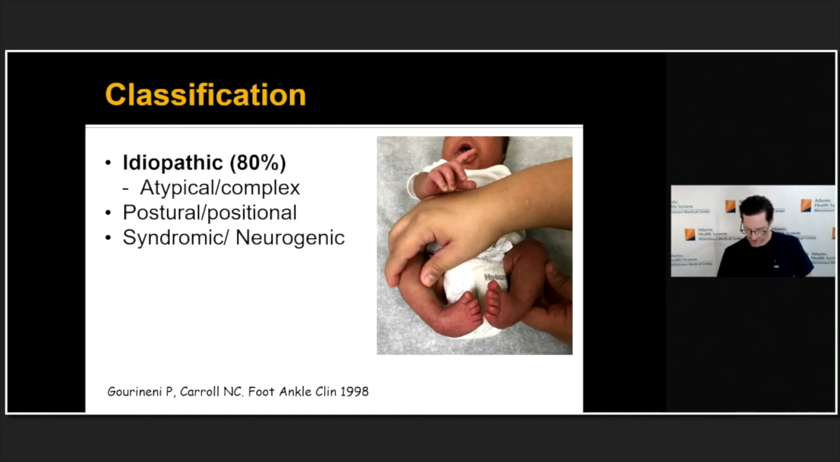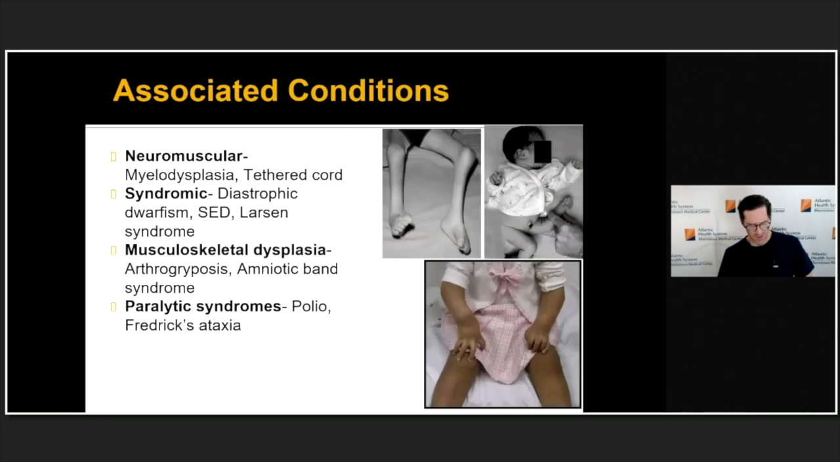And this is just a picture of a 3-week-old that was born here and just recently started treatment for her club feet. So what are these associated neuromuscular conditions that we should always look for? There's an arrow here. There you go.